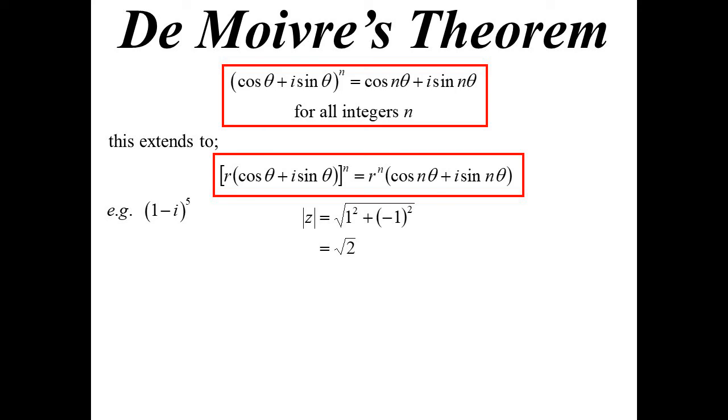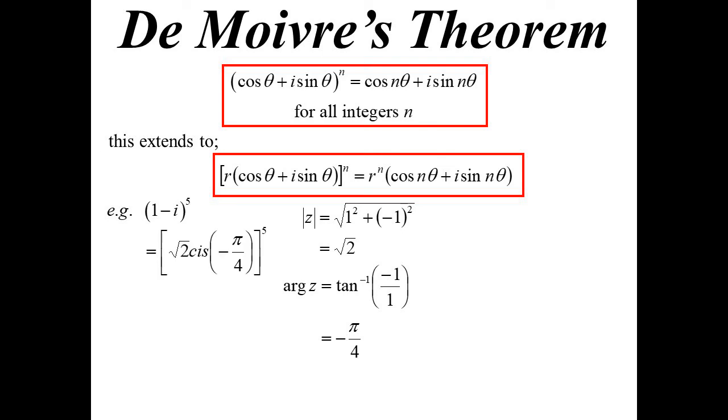The modulus is the square root of 2. The argument for this one, minus pi on 4. So now we're saying, well, it's root 2 cis minus pi on 4 to the power of 5. And by De Moivre's theorem, well, root 2 to the power of 5, but then we multiply the argument by 5, so we get minus 5 pi on 4. Let's tidy that up. 4 root 2 cis 3 pi on 4. You'll notice I've converted the minus 5 pi on 4 into the principal argument. So if they want the answer in mod arg form, then I would always change this to the principal argument.